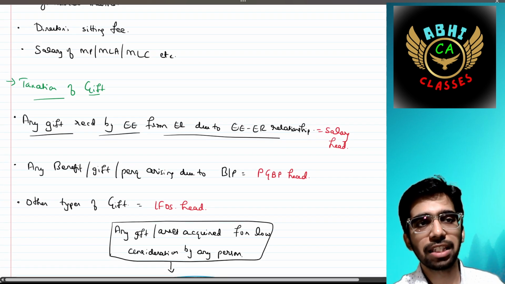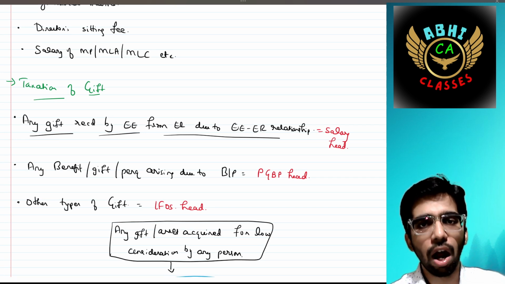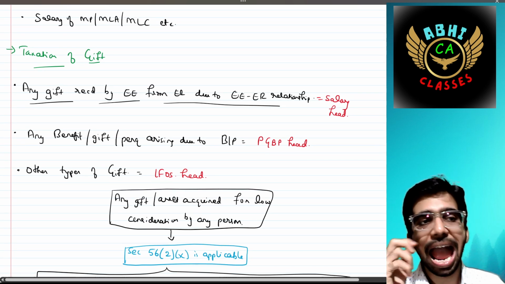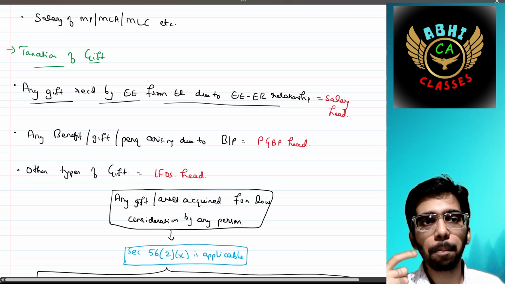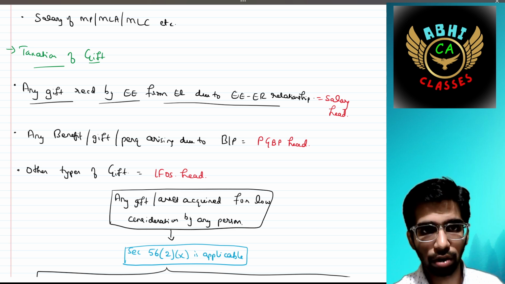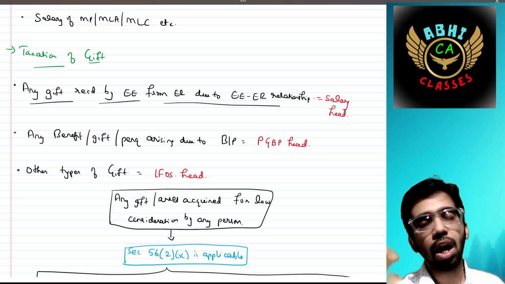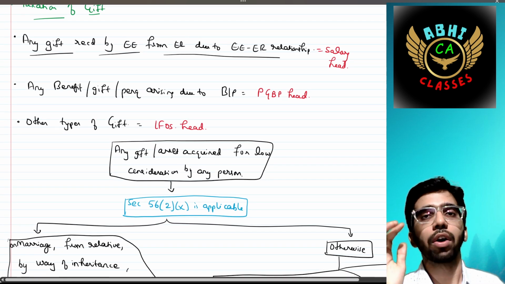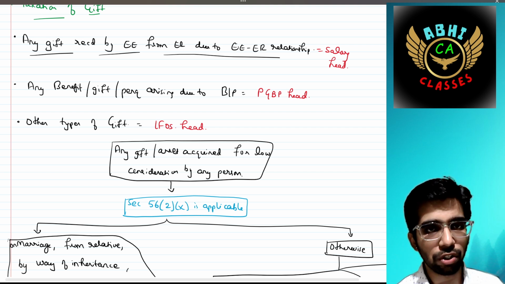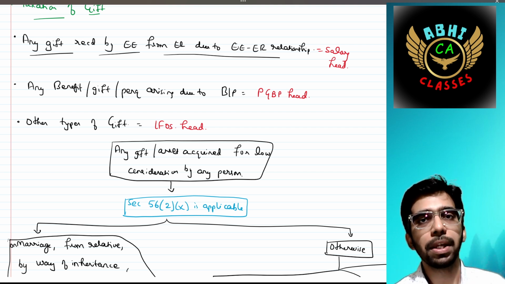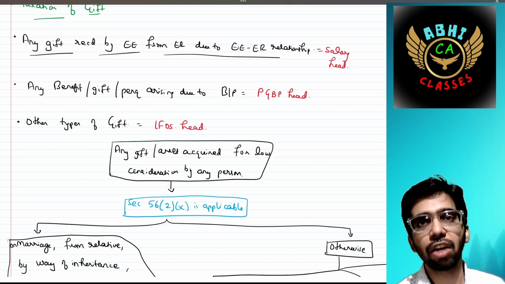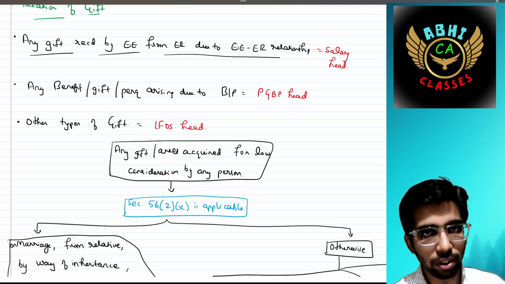Okay, next, taxation of gift. This is very important under the income from other sources chapter. The taxation of gift says that any gift received by an employee from the employer due to the employee and employer relationship is always taxable under the salary head. Any benefit or gift or perquisite arising due to the business or profession is always chargeable under PGBP. Other types of gifts are chargeable under income from other sources, which we are going to discuss now.